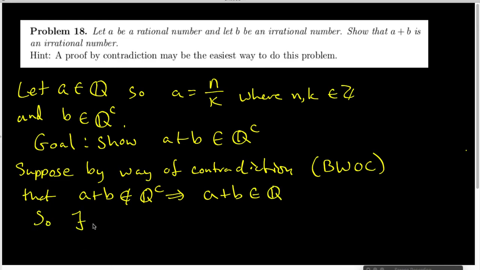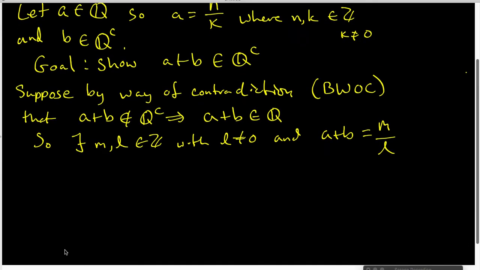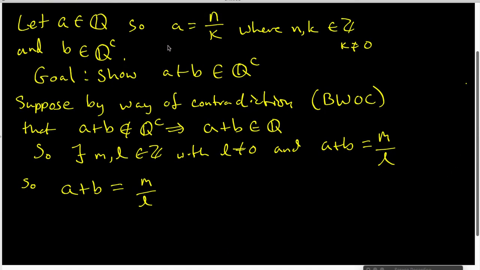So there exist m and l inside the integers, with l not being equal to 0. I should have set up here that k is not equal to 0. And a plus b is equal to m divided by l. Now, what that means is that a plus b is equal to m over l. And remember, we know that a is equal to n over k. So that is saying n over k plus b is equal to m over l.